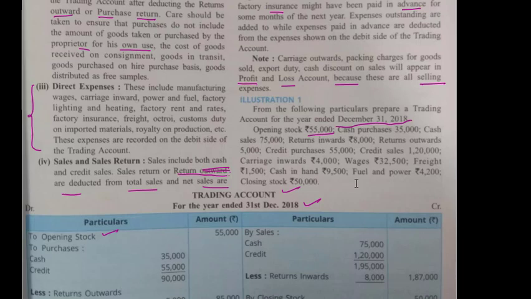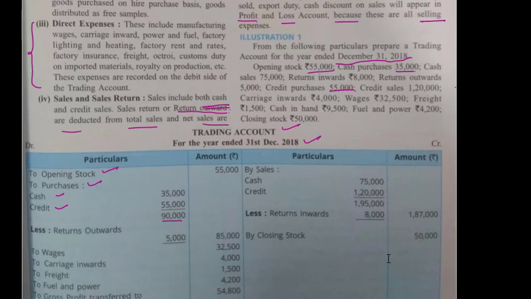In purchase we have cash purchase, cash sale is given, return inward is given, return outward is given, credit purchase is also given, credit sale is given, carriage inward is there, wages is there, and so on. So here in purchase we have cash purchase of 35,000 and credit purchase of 55,000. I will write cash purchase and credit purchase on the particulars side, and add these two items. When we have subunits like cash and credit, I will not write them on the amount side, only in the particulars side. I will find the total.